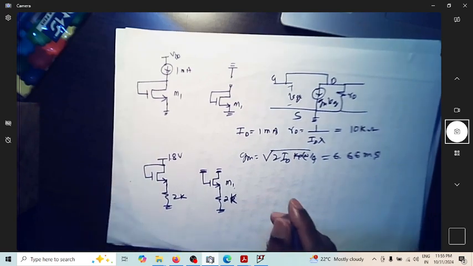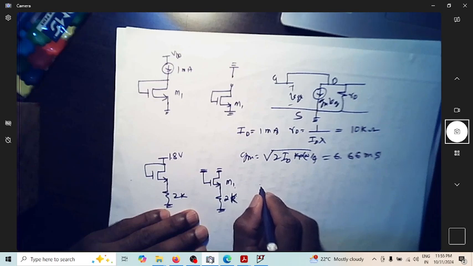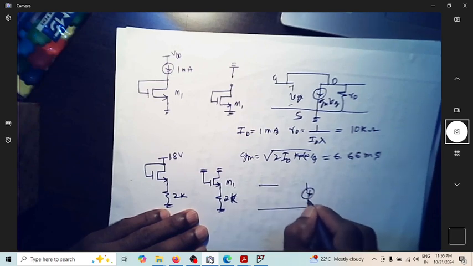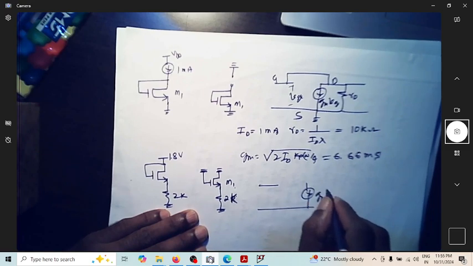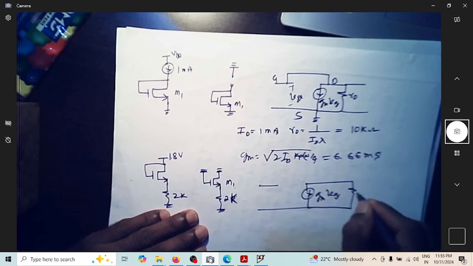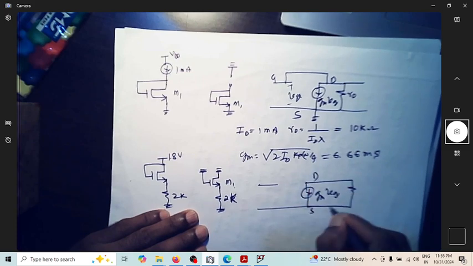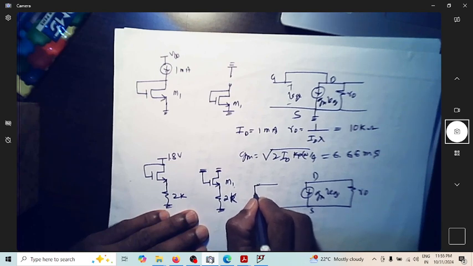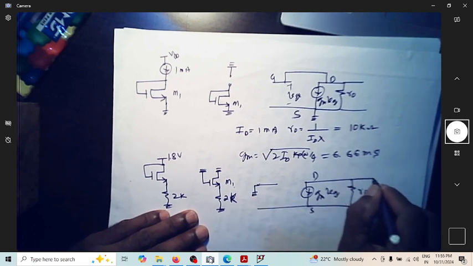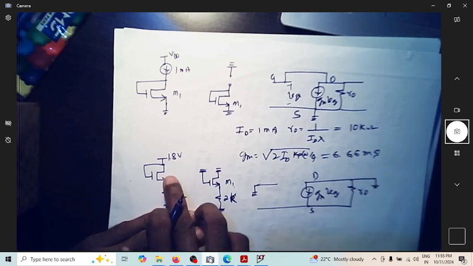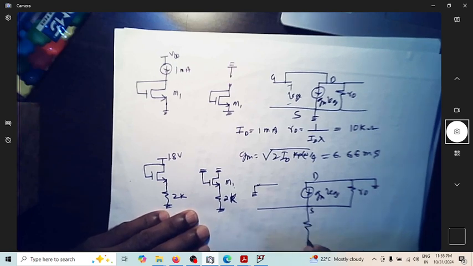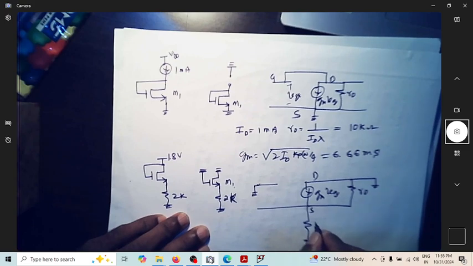So now what is the small signal model? Small signal model is as simple as this. This is GM into VGS, and I have a resistor between drain and source, which is R0, and this is grounded. This is also grounded because you can see drain and gate are grounded. Then I have a resistor connected from here to ground. This is RS.